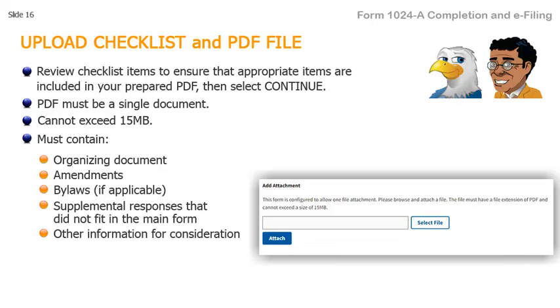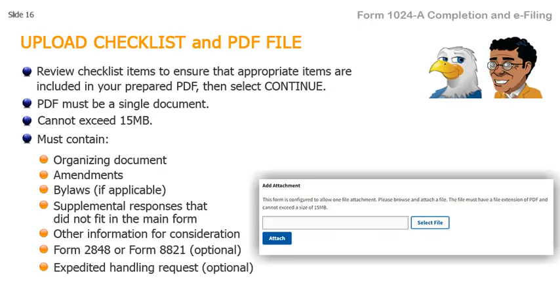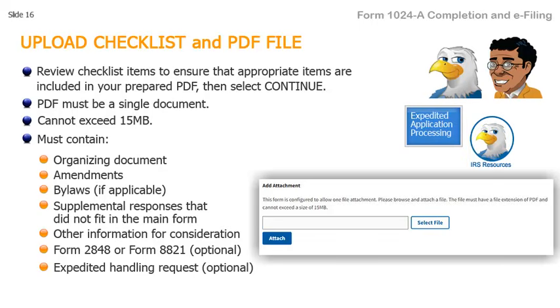Also, if you have an authorized representative you would like us to communicate with, you should include a completed Form 2848, Power of Attorney and Declaration of Representative, or Form 8821, Tax Information Authorization for your authorized representative in the final PDF. Finally, if you want to request expedited handling of your application, include a written explanation as to why your application should be expedited in your PDF. For information on expedite criteria, visit the Expedited Application Processing page on irs.gov.